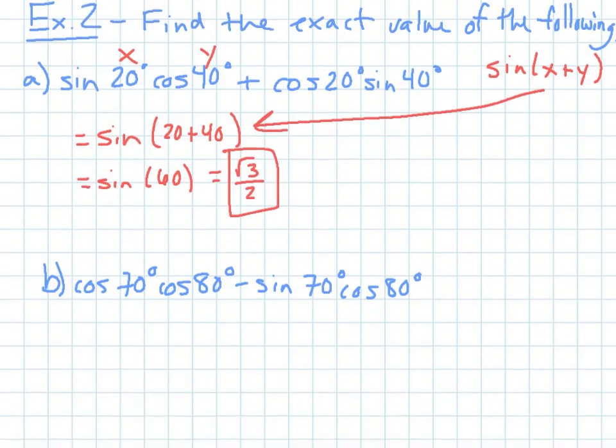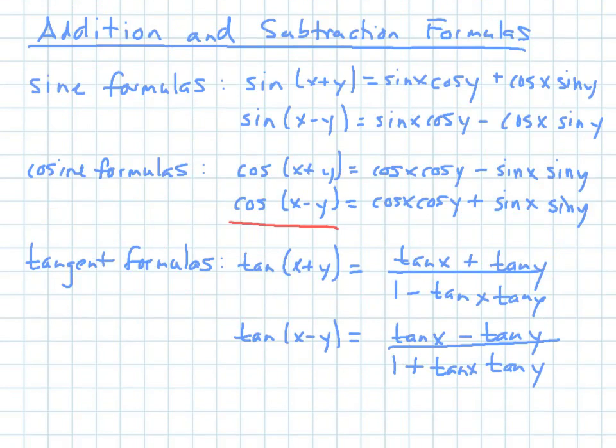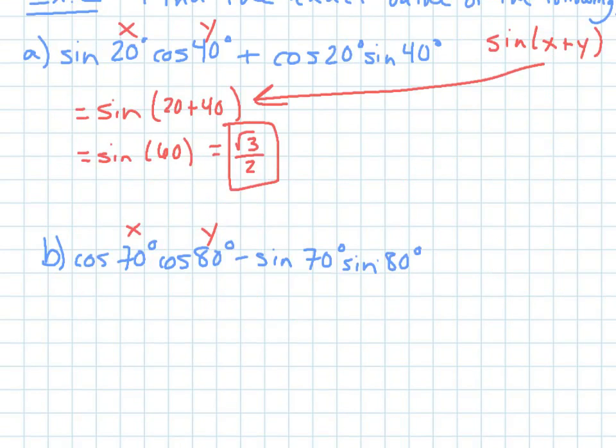Okay? Let's try another one. So for cosine 70 times cosine 80 minus sine of 70 times cosine of 80, it looks like I messed it up. So let's make this right. Okay? So sine of 80 at the end there. And it looks like the 70 is x and the 80 is y, because of the order. That's all I go off of. If you go back to the values, x is always first, y is always second. Okay, so that's how I figure out which one's which.